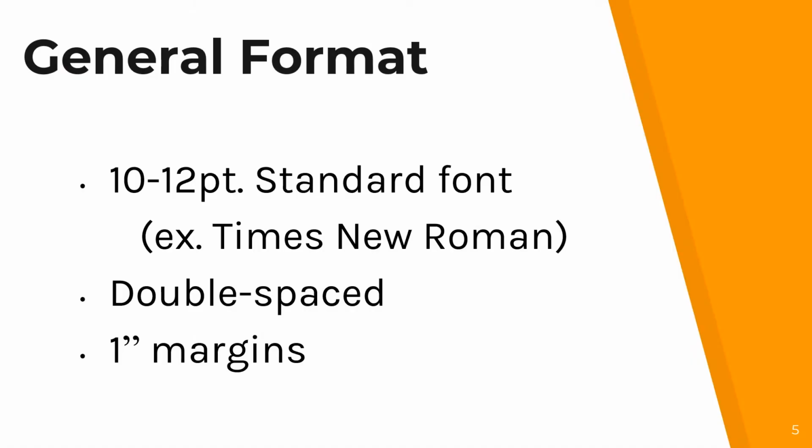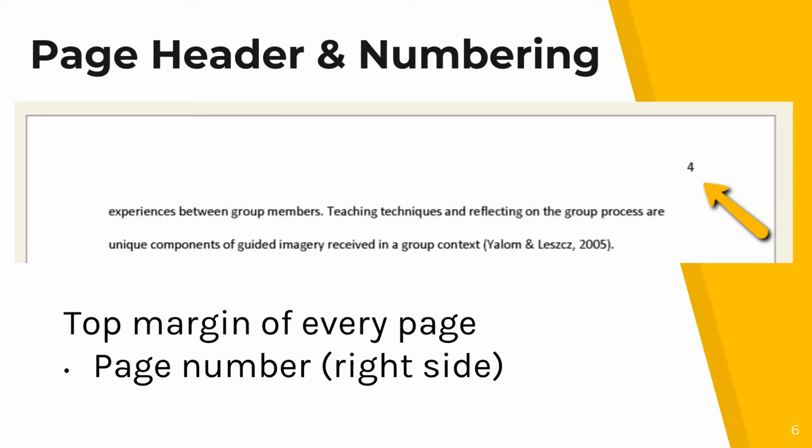The general format of an APA formatted paper is typed and double-spaced on standard size paper, 8.5 by 11 inches, with 1-inch margins on all sides. Times New Roman or similar font, and 10 to 12-point size should be used. The page header appears in the top margin of every page of your paper and consists of a page number aligned to the right. Remember, the title page is page number 1.